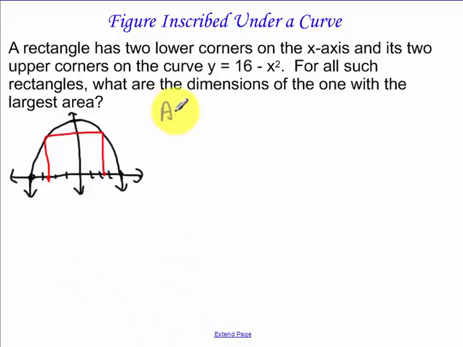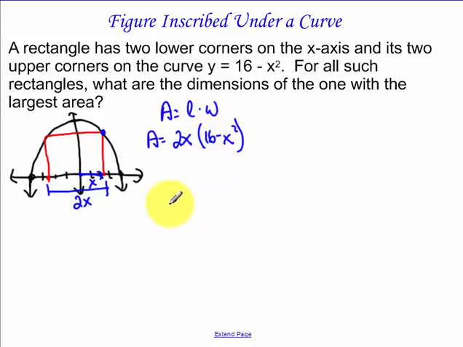Now area is length times width. Let's figure out what our width is. So the width here from 0 over to this value would be x. So the whole width would be 2x, because I need this in one variable. Now our height would be our function value because it's a y number. So that would be 16 minus x squared. So multiplying that through, we get 32x minus 2x to the third.